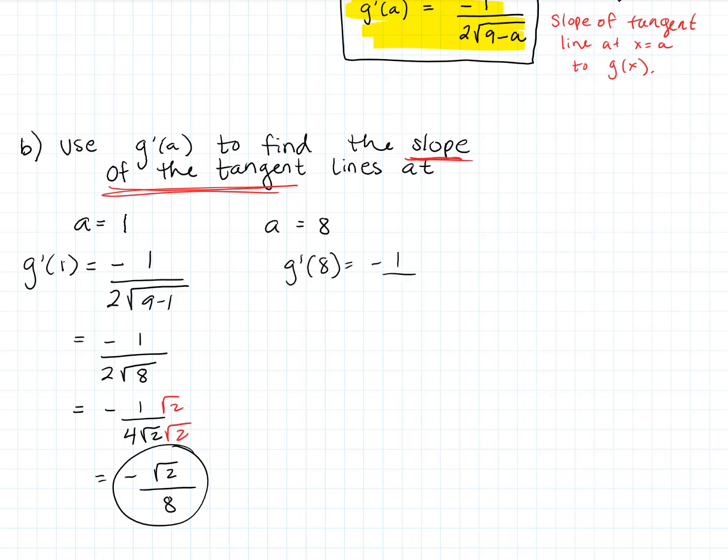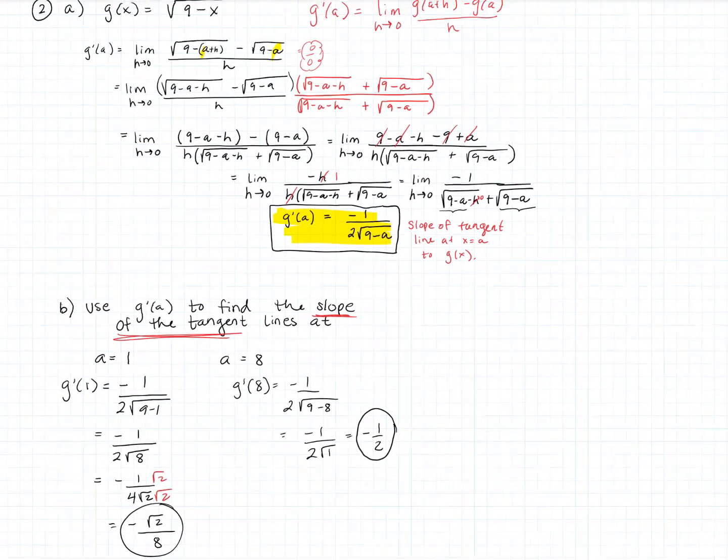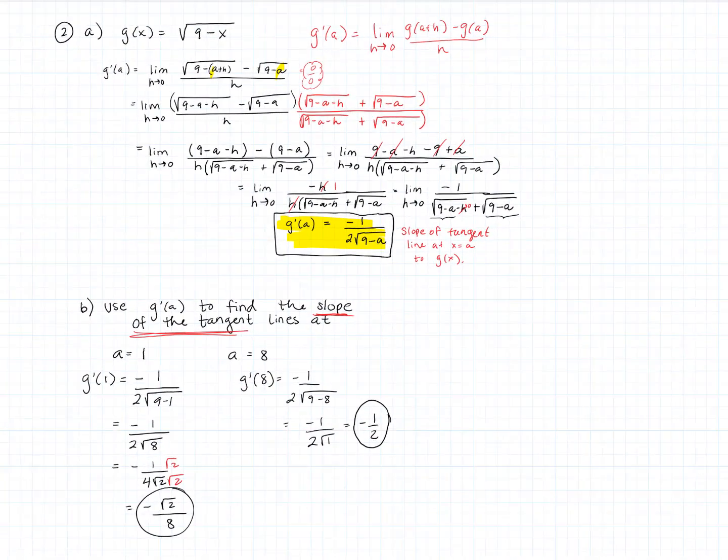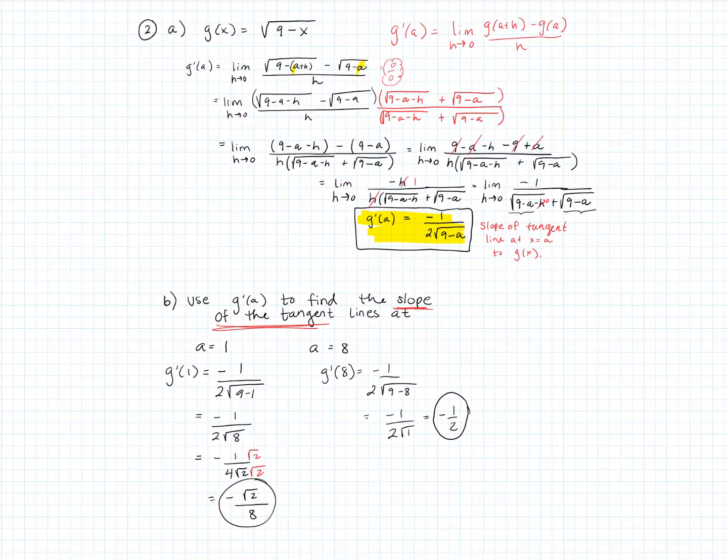So g prime of 8, negative 1 over, there's my formula right there, 2 times the square root of 9 minus 8. Well, 9 minus 8, of course, is just going to be 1. So this is negative 1 over 2 times the square root of 1, or negative 1/2. And there we go. So there's a nice computation of the derivative at a point for a root function, and then utilizing that derivative to find those slopes too. So always remind ourselves, what is it that I'm doing when I'm calculating a derivative at a point? I'm calculating a formula for the slopes of the tangent lines, and then I can use it to find those slopes of the tangent lines. Or, you can also think of it as an instantaneous rate of change.